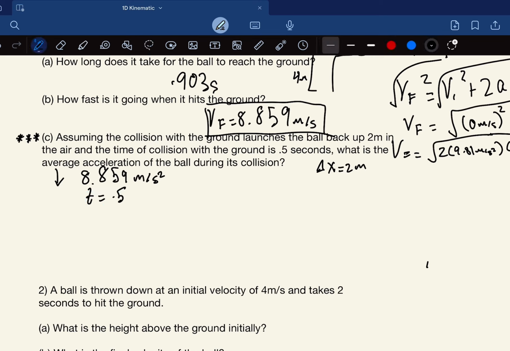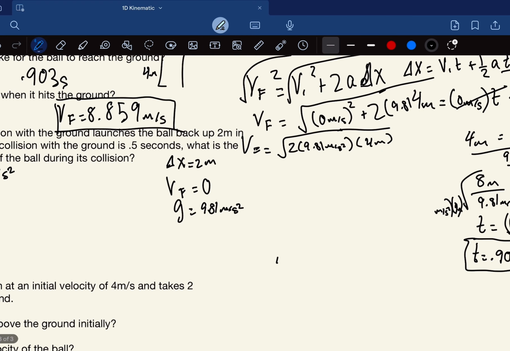So delta X equals 2 meters, and then we have VF equals 0, since it launches up to a height of 2 meters and then stops and then falls back down. So it goes up and then it goes down, and at the height of 2 meters, the velocity is 0. We also know G equals 9.81 meters per second squared. Now, our initial velocity is what we are looking for in this problem.